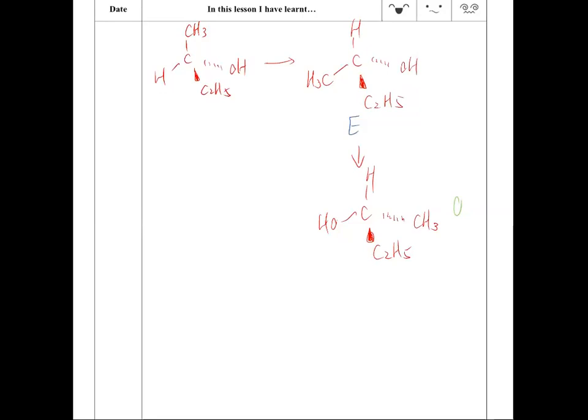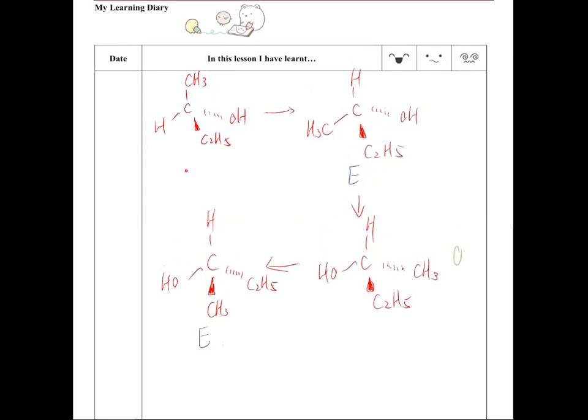Because now the ethyl group and the methyl group are not at the right position of the molecule given in your question. So I have to do it again. Okay, so if I switch the position of the ethyl group with the methyl group, I will get this. Okay, so now I'm changing the original molecule to an enantiomer again.